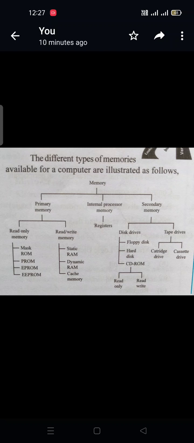So I hope it is very clear to you. I will forward you the notes, and you need to learn about it once again. Why? Because it is important for short marks as well as for complete memory architecture in long answers also.